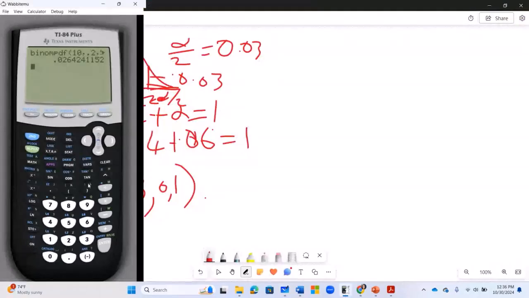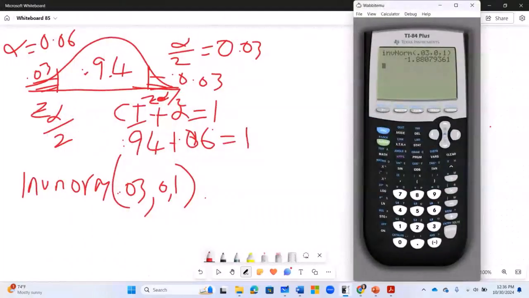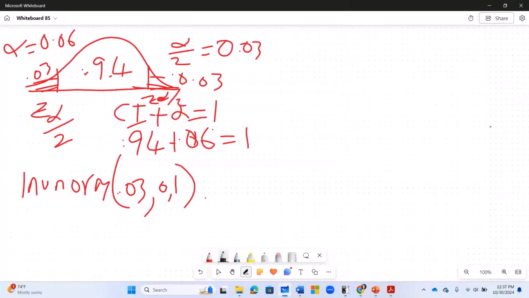So I pull my calculator up. And when I clear, I have second distribution. So inverse norm is 3, so 0.03, and the mean is 0, standard deviation is 1. When I hit enter, I will have the value of z to the left. So the z corresponding to 0.03 is negative 1.88.